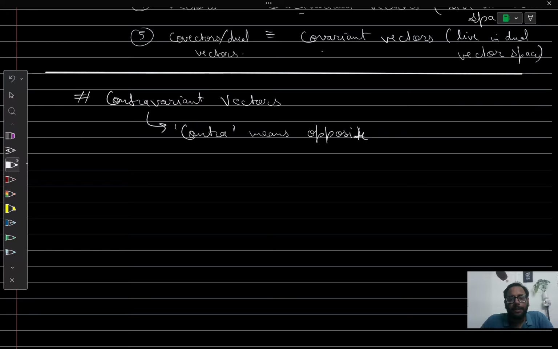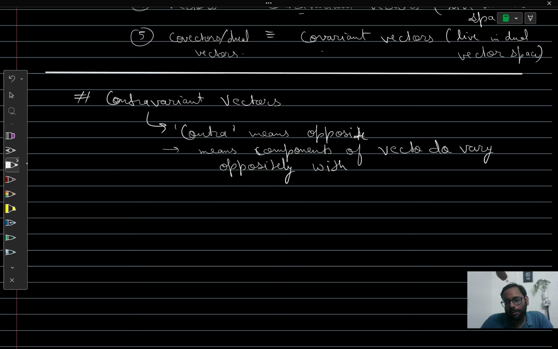It means the components of a vector vary oppositely with respect to a change in the reference axis. Let's take an example to understand better.